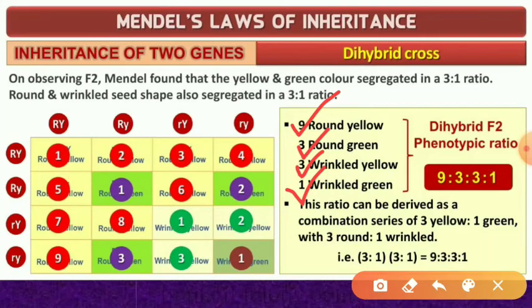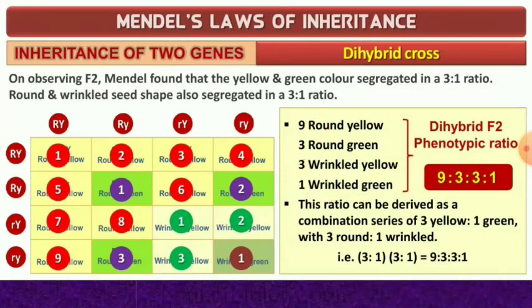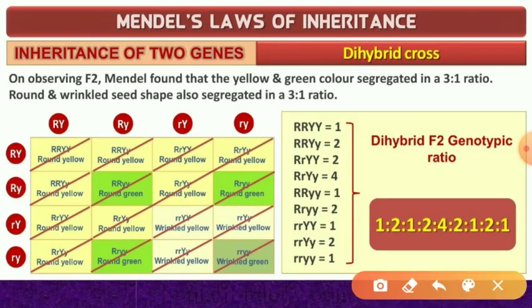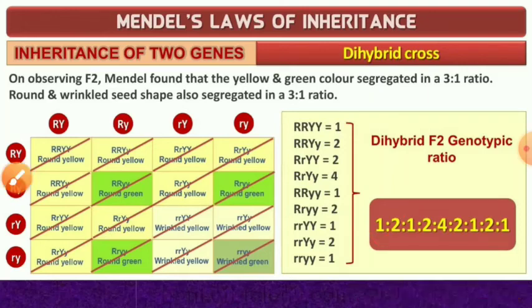But overall their ratio is 9:3:3:1. Okay, this is the phenotypic ratio. But in the case of the genotypic ratio, it changes. The dihybrid genotypic ratio is 1:2:1, then 2:4:2, then 1:2:1. This is the dihybrid F2 genotypic ratio.